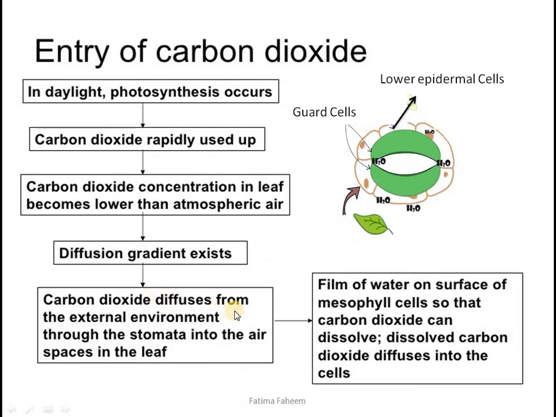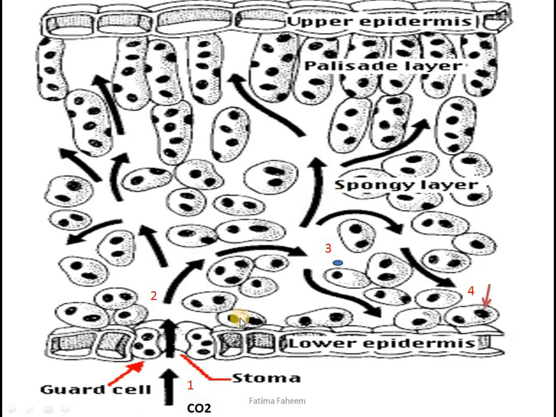Carbon dioxide diffuses from the external environment through the stomata into the air spaces in the leaf. Then it gets dissolved into the moisture lining the mesophyll cells. Carbon dioxide would get into the mesophyll cells only in dissolved form. Always remember that gases are not taken up by the cells in gaseous form. They must be dissolved in moisture or in water to be absorbed. This is the diagram to help you understand the entry of carbon dioxide into the leaf.